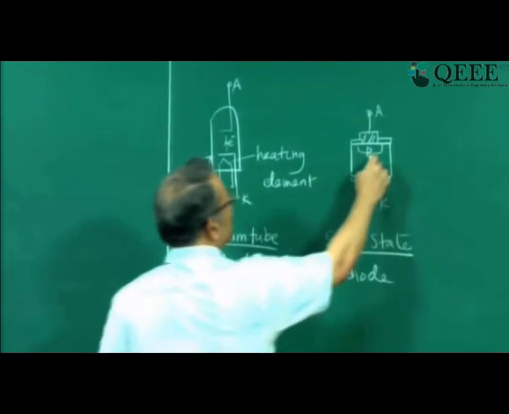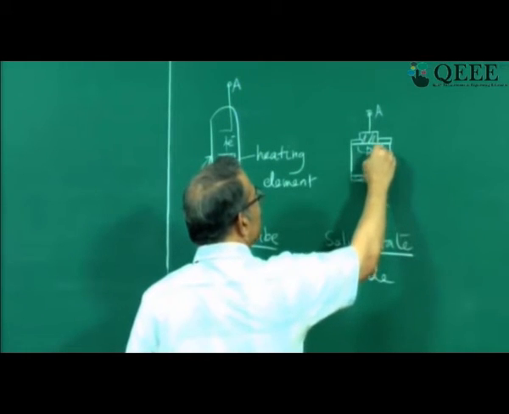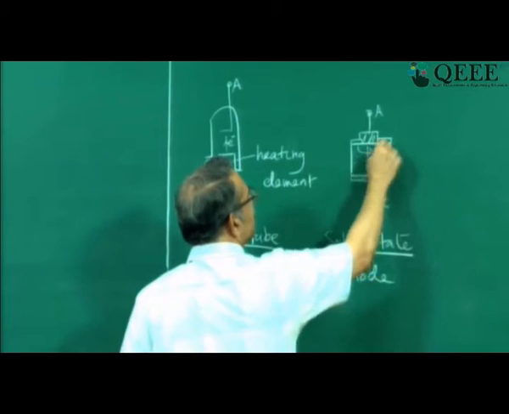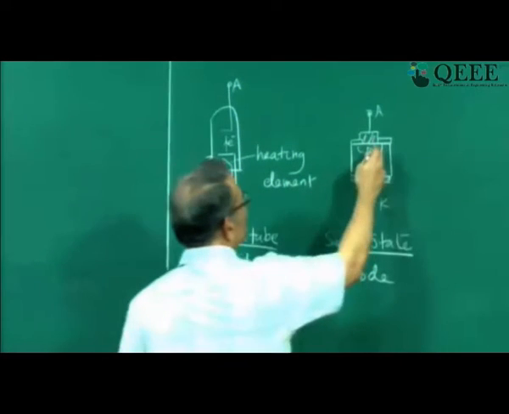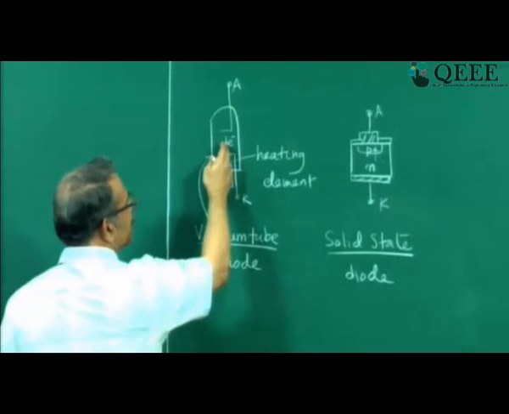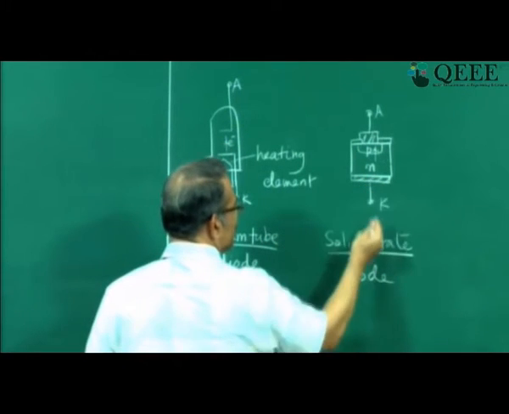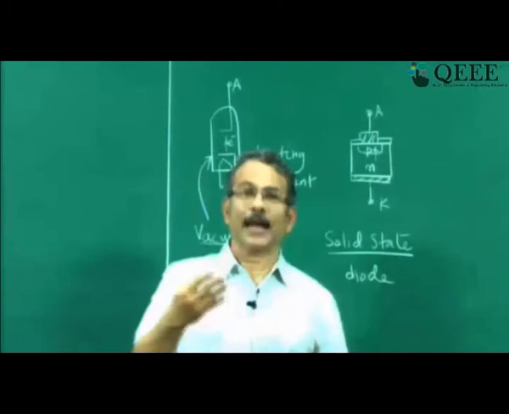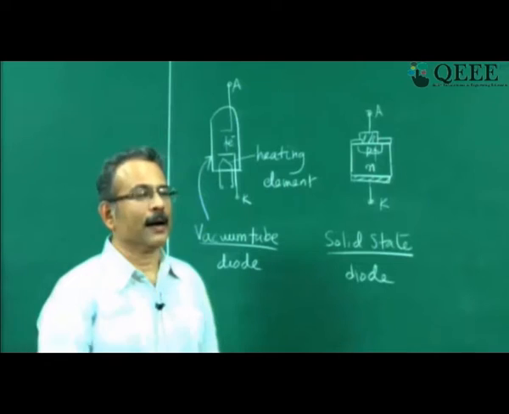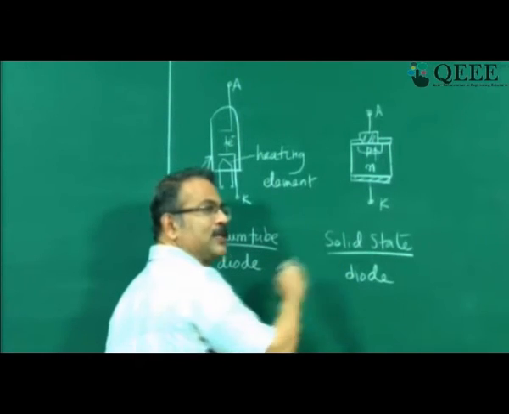Because here the electron flow is from N to P, but it is in a solid, for example silicon, right? So this electron flows in solid, whereas this is in vacuum. That is why there is a solid state diode, whereas this is a vacuum tube diode. Like that you can have a vacuum tube triode, right? And the corresponding solid state triode is called a transistor.